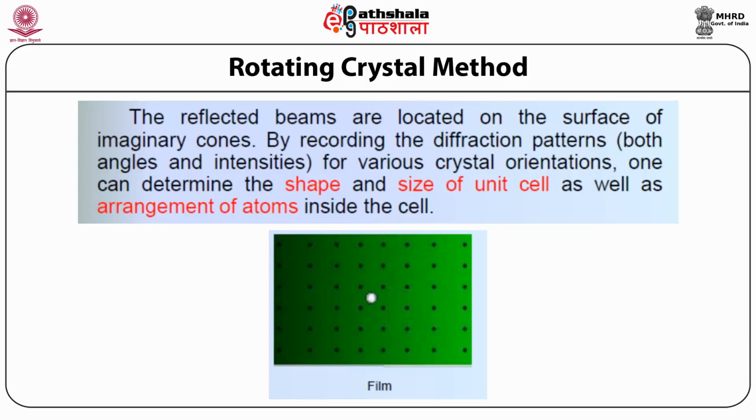The diffraction pattern on a film is shown here. You can see the white spot, this is the direction of the beam, and these black spots are the diffraction spots for a particular orientation. Now when you orient the crystal in a different way, you will get this diffraction pattern in a different way.